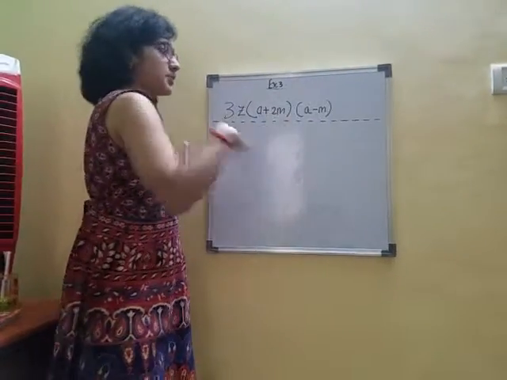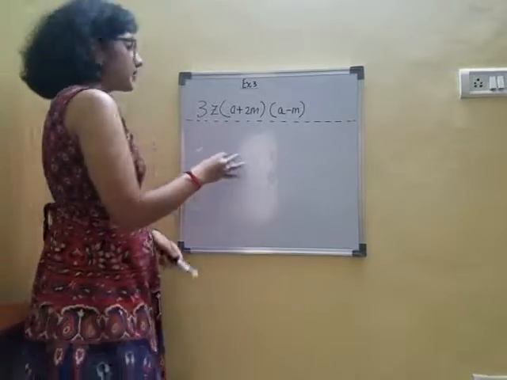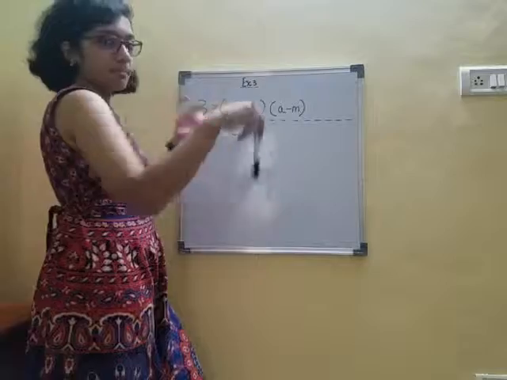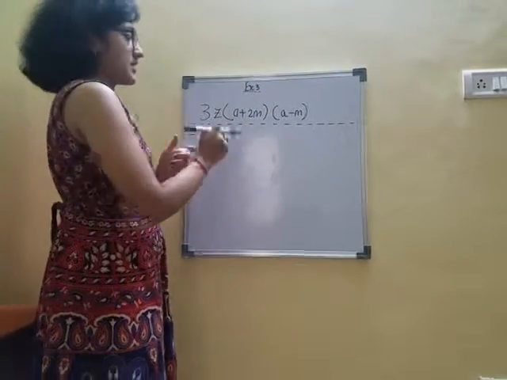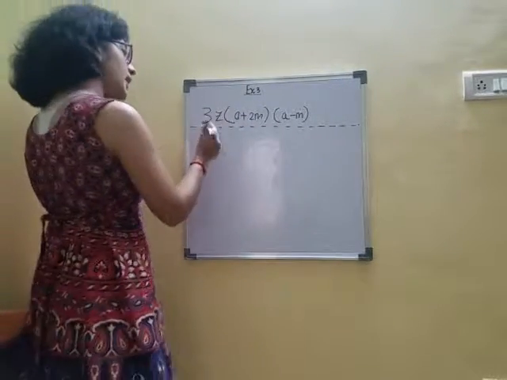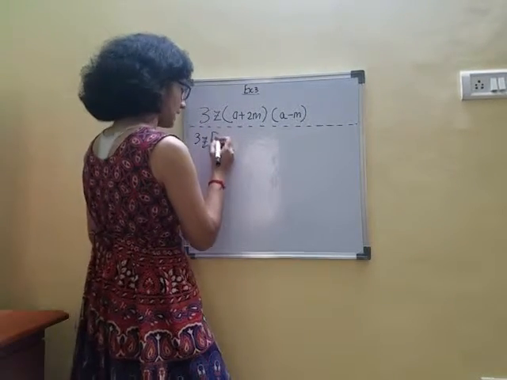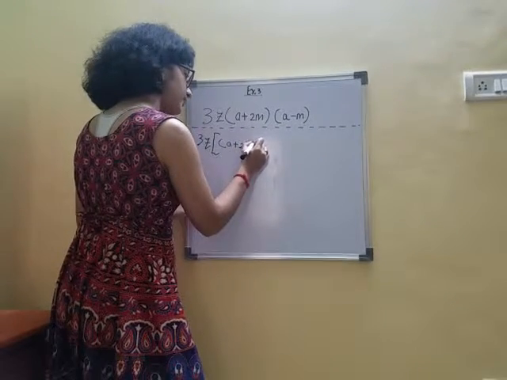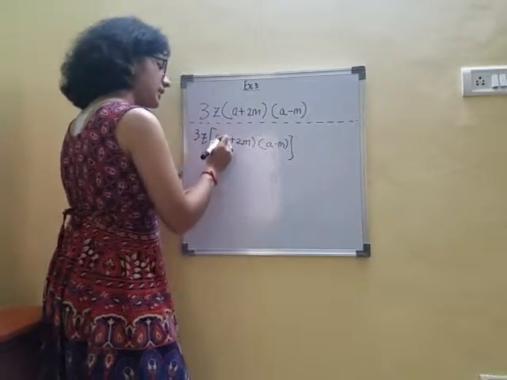So this is a much more complicated question, but it's still not as complicated. Basically the question is 3z bracket a plus 2n bracket 8 minus m. In this case, the trick I would suggest is, instead of multiplying this for the whole thing and then complicating it more, I would suggest putting 3z outside, then a big bracket, and we're going to do a plus 2n, 8 minus n. So now we are going to distribute it.